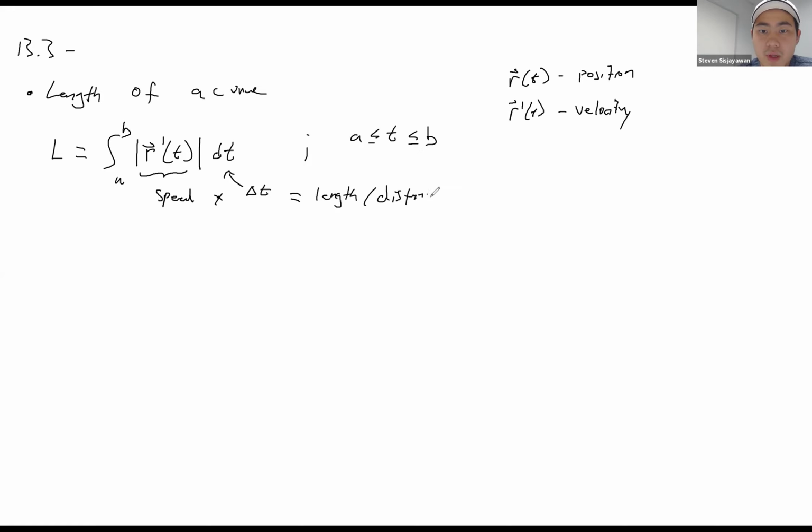Right? So that's basically how this equation is formed, right? Length and distance. And the reason why it's an integral is because what the integral basically does is it sums up all your lengths and distances at each specific time, right? And yeah, that's basically it, right? Okay, so let's go through an example. So let's go over number 7 in the textbook.